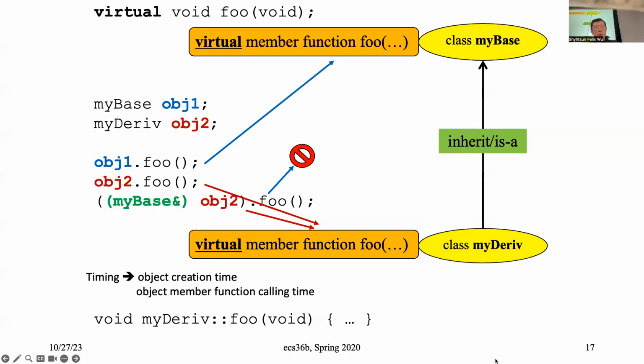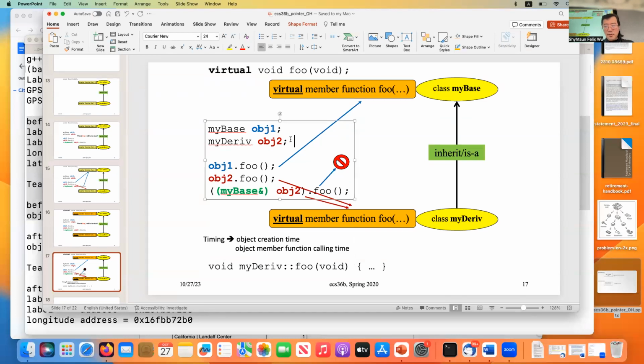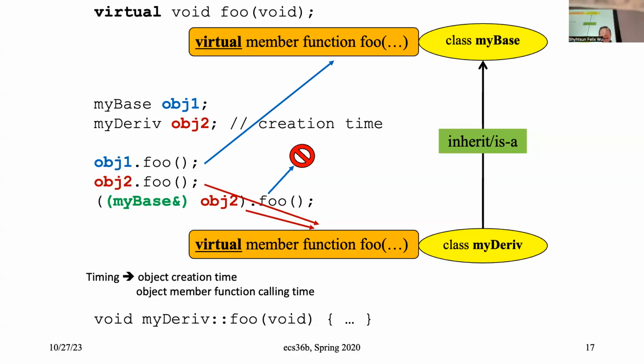Why is object creation time important? Where in this picture, in this code, is object2's creation time? I'm talking about it in terms of the line of code. It's actually the second line in the code. This is the creation time for object2.